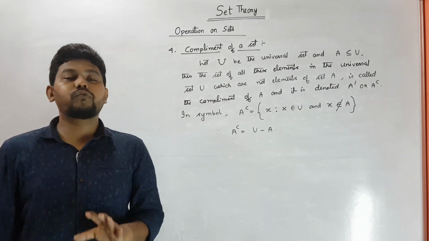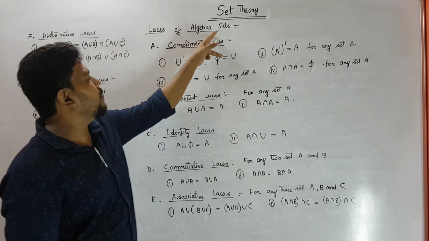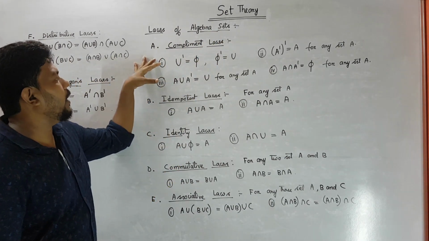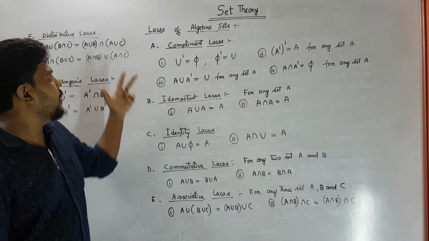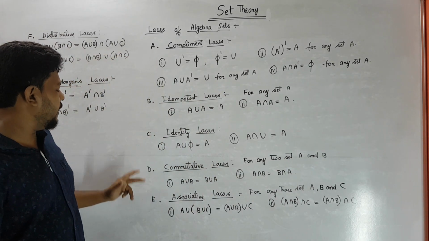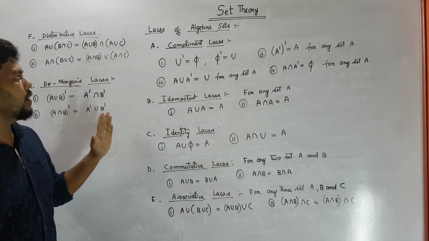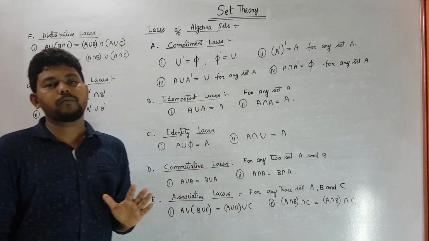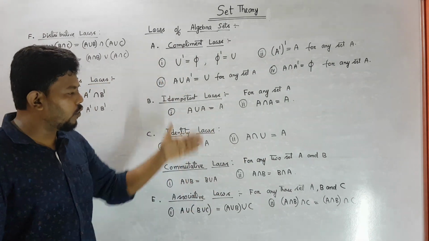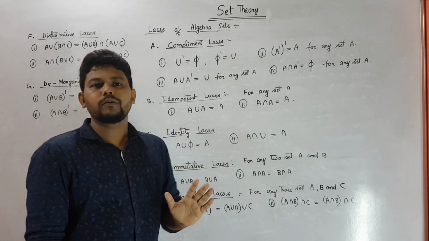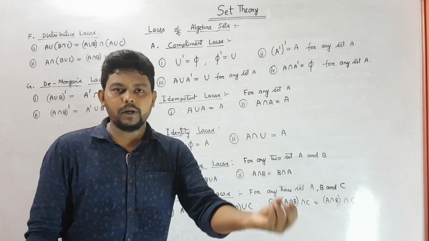Now there are some laws of sets, laws of algebra of sets. Number A, complement laws. I have listed A, B, C, D, E, F, G. There are 7 different laws of algebra of sets. So you have to write these laws in the copy so that you can use them in upcoming numericals.